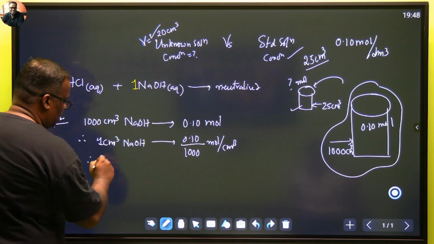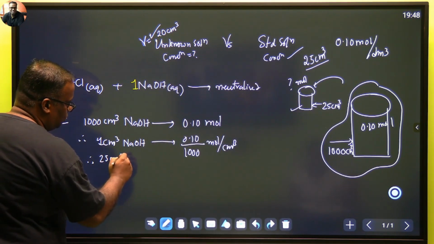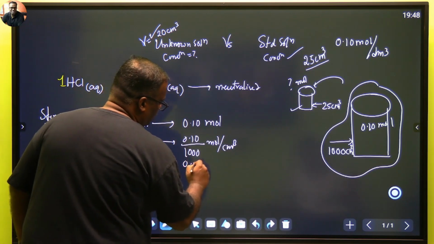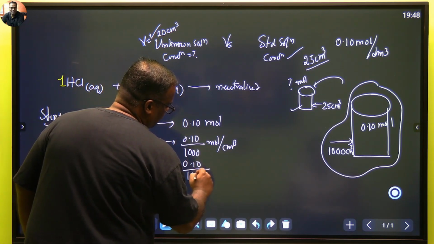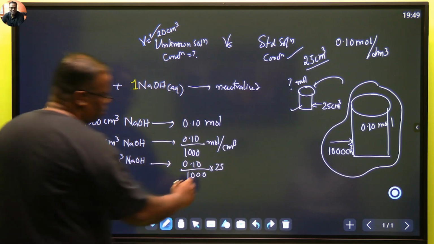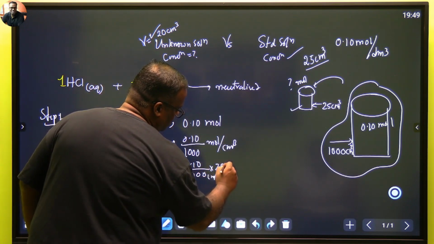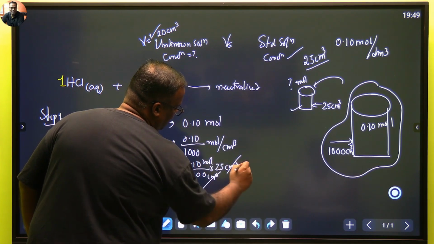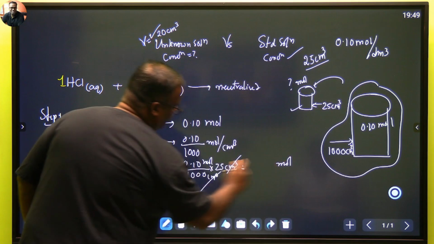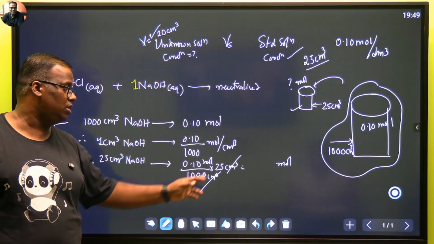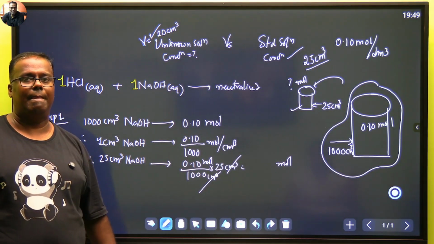Therefore, how much is my beaker size? 25. 25 centimeter cube NaOH contains 0.10 divided by 1000 into 25. Yes or no? So this is cm cube. Units, this is cm cube. Cm cube cancels. All you are left with is mole. Can you get this figure for me? 0.10 divided by 1000 multiplied by 25. How much is it?